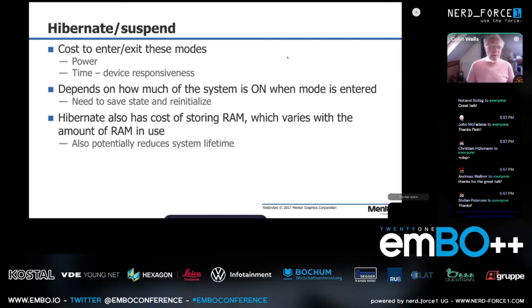Another factor with Hibernate, by the way, is flash memory has a limited lifetime. There are just so many write cycles that you can perform with flash, and eventually it will start degrading. Now, there are ways of mitigating that. There are ways of extending the lifetime. But if you use it too many times, you will actually reach the end of its lifetime. And a certain well-known electric vehicle manufacturer ran into difficulties of this nature recently. So it's not a theoretical problem, it's a real one.